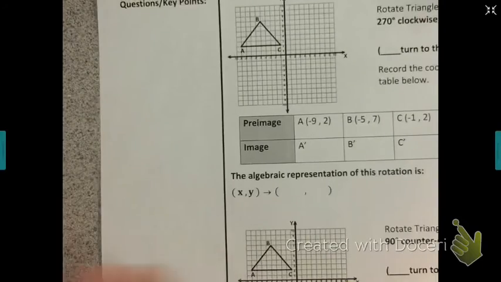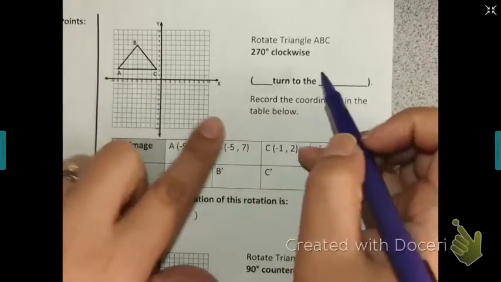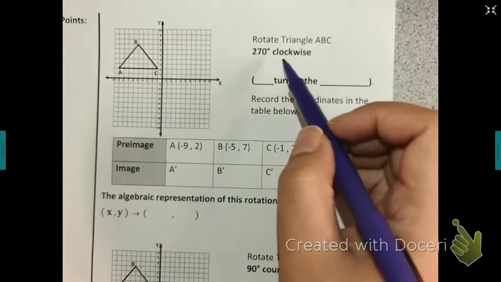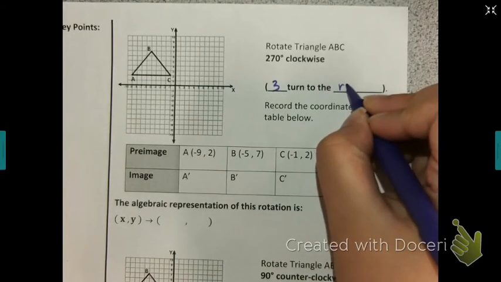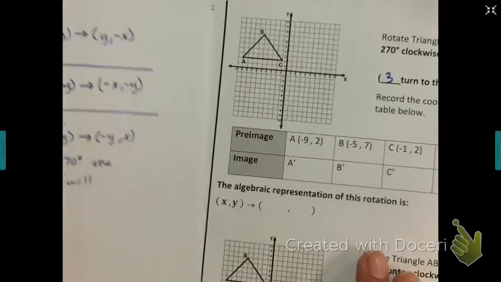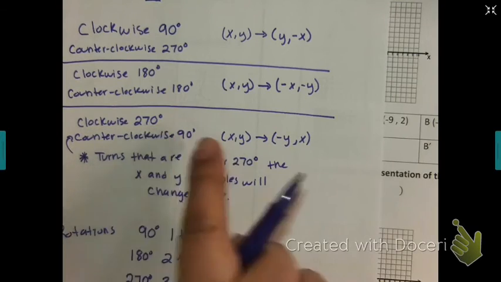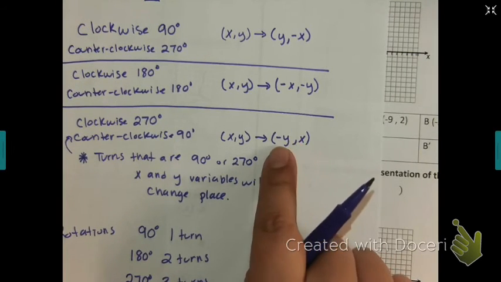Let's do these last two. It says rotate triangle ABC, the same triangle, 270 degrees clockwise. So 270, if we look here, is 3 turns. So we're going to put turn 3. And clockwise is to the right. So for 270 degrees clockwise, we switch the x and y, and then we switch the sign of the value of y.